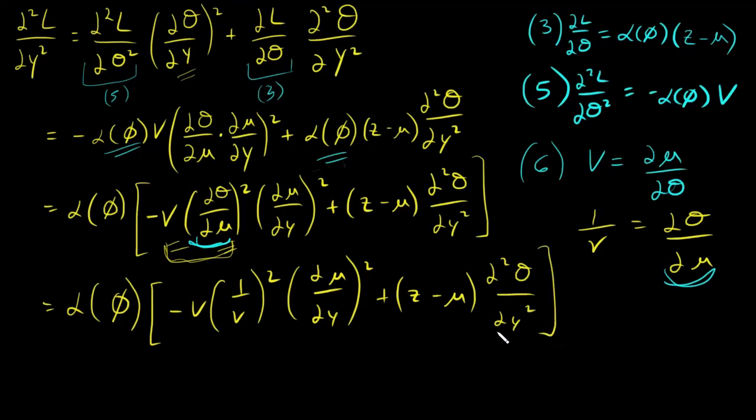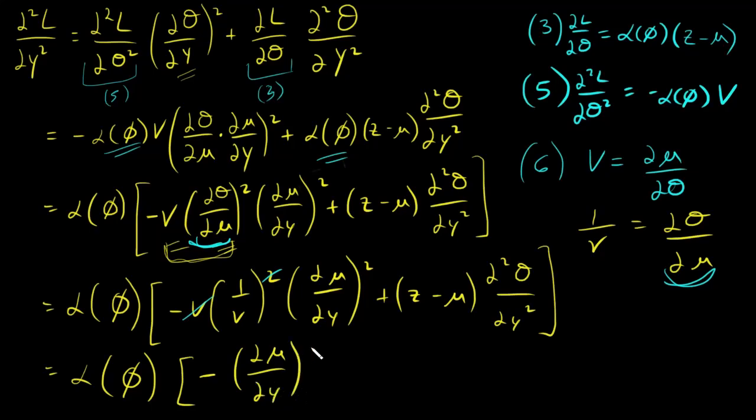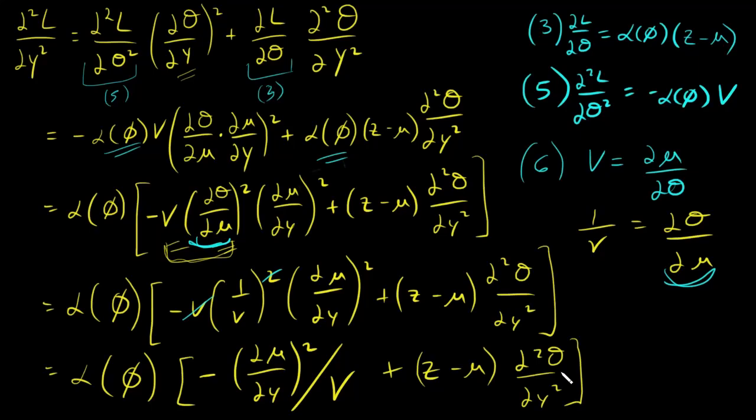Okay, and I notice I have some cancellation. This v cancels with one of the v's in the denominator, and I am left with equation 8. So I still have that negative, I have d mu d y squared over v, because I still have a v in the denominator, and then plus z minus mu. And that is what equation 8 says.